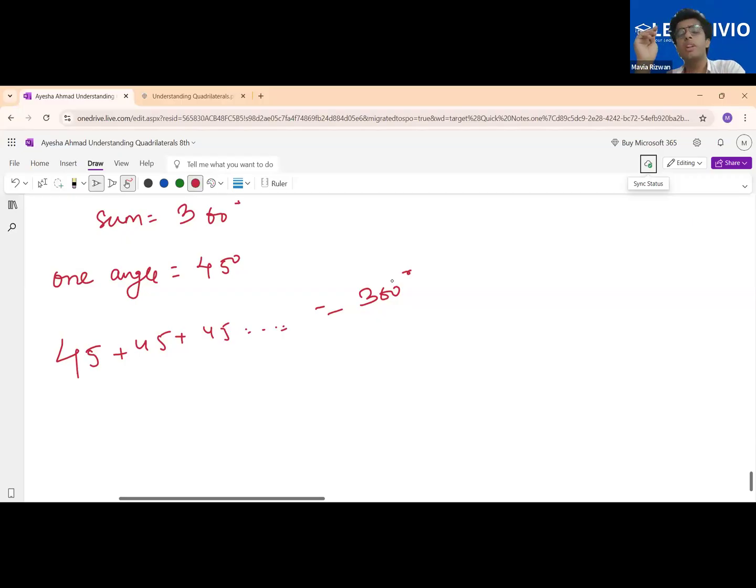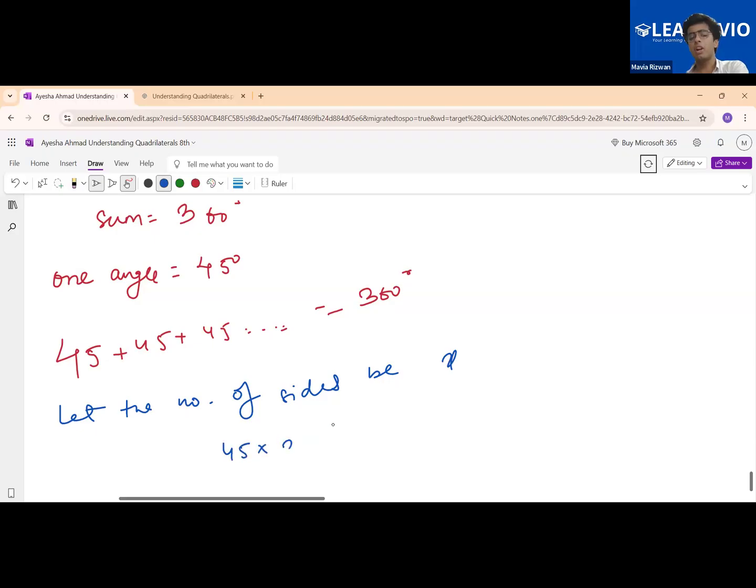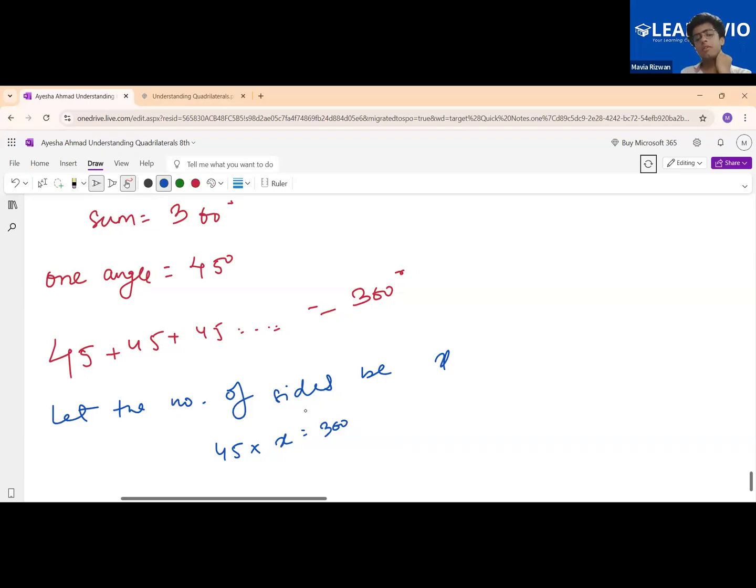So now what I'm going to do is assume that the number of sides is x. When there are three sides, it is 45 into 3. When four sides, it is 45 into 4. So when it is x number of sides, it is 45 into x. Got my point? So let the number of sides be x. So 45 into x is equal to 360. Now is this step clear, Aisha? Yes, sir.